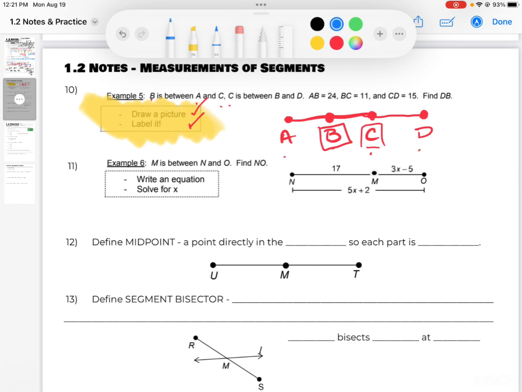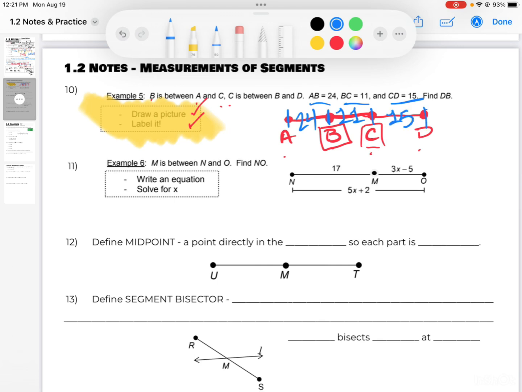Now, it does give us some more information here. It says that A to B right here is 24 units. B to C is 11. Let me rewrite that. And C to D is 15.